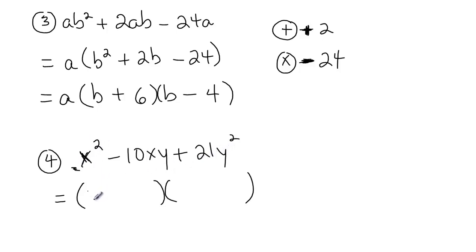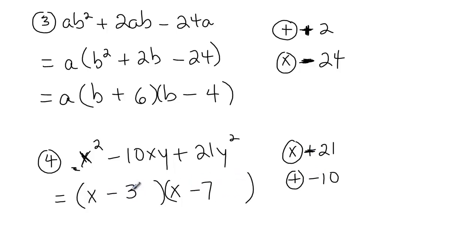Two things that multiply to be x squared are x and x. Now if you imagine the y's aren't there, we're looking for two things that would multiply to be positive 21 and add to be negative 10. 21 is 7 and 3. To get a positive value, they have to have the same signs. To add to be negative 10, they have to both be negative. Let's think about that again. To multiply to be positive, they have to have the same signs. To add to be negative, these have to both be negative.